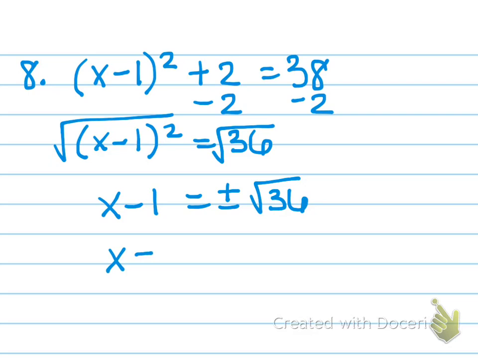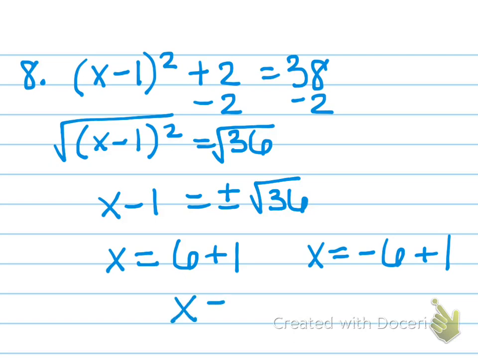X then equals, since the square root of 36 is 6, 6 plus 1, or x equals negative 6 plus 1. So our answers are x equals 7 and x equals negative 5.